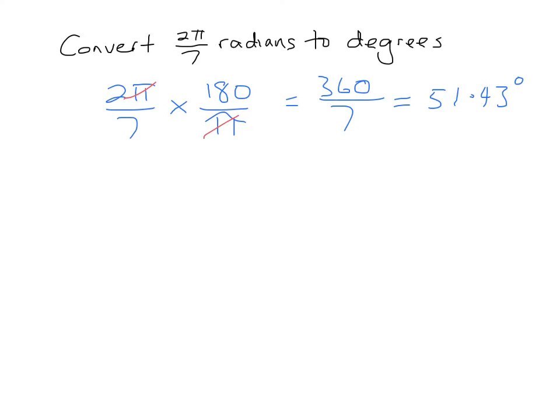I can probably also convert that to degrees, minutes and seconds if I have to. So again, in my trusty little calculator, that will be equal to 51 degrees, 25 minutes and 43 seconds, or 51 degrees and 26 minutes rounded off just to minutes. Okay, let's go to the next question.